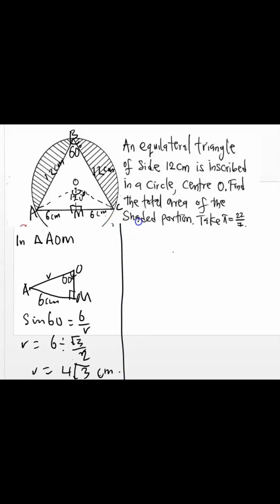We know that for finding the shaded region, we want to find our area. In this case, it is the area of the shaded portion.